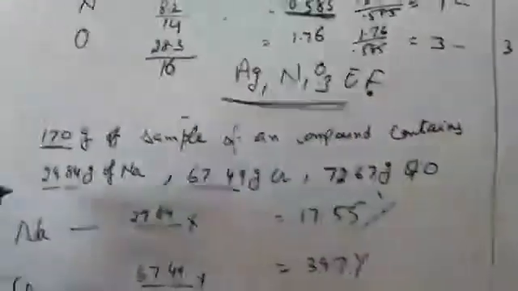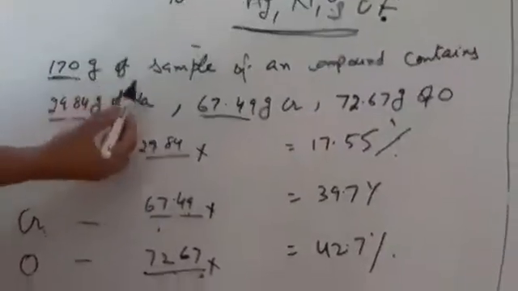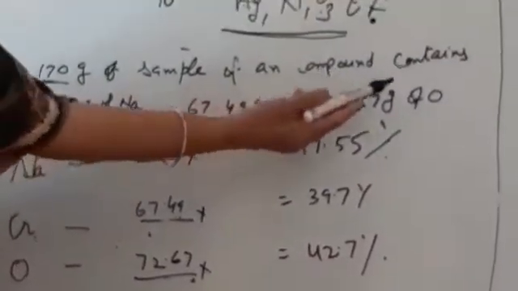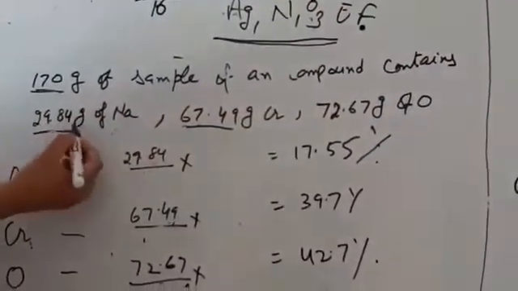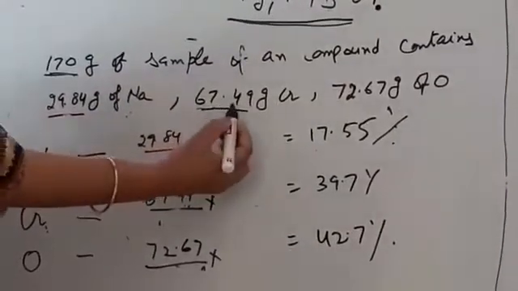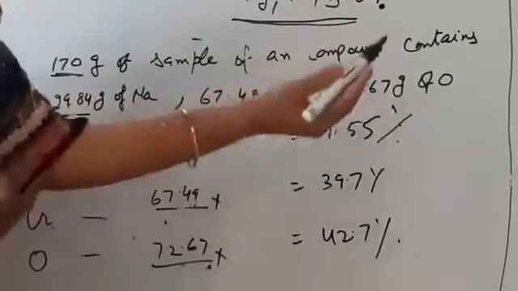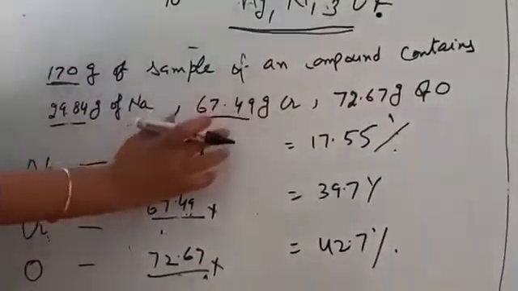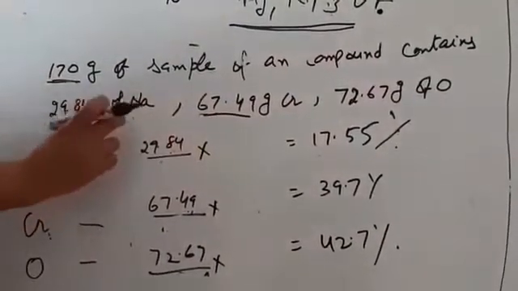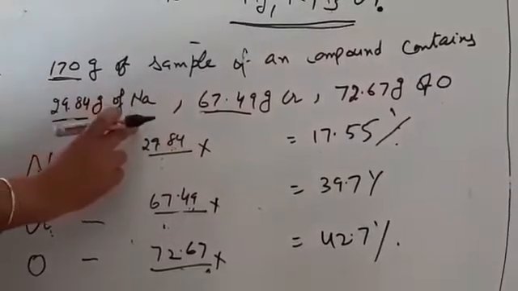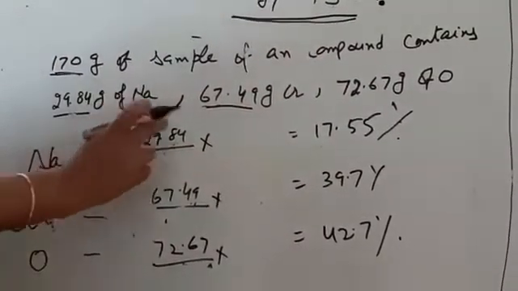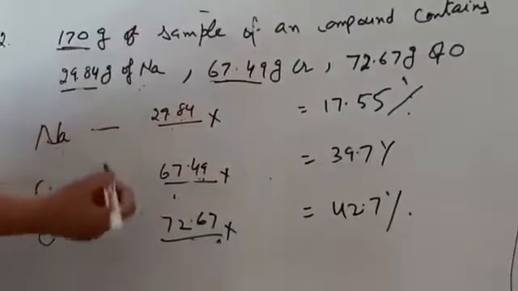Now the second example. A 170 gram sample of a compound contains 29.84 grams of sodium, 67.49 grams of chromium and 72.6 grams of oxygen. In this example, the amount of the elements is given in grams, so first convert it into percentage.